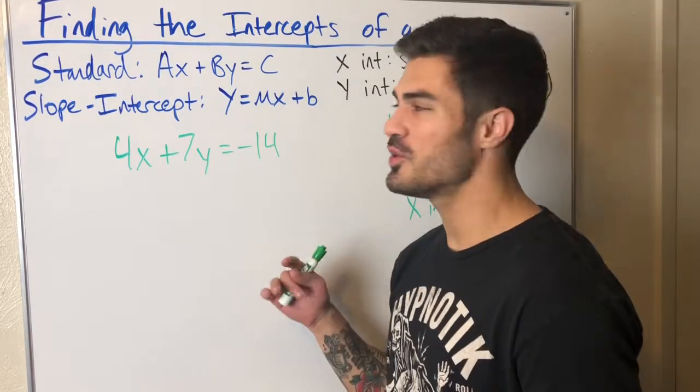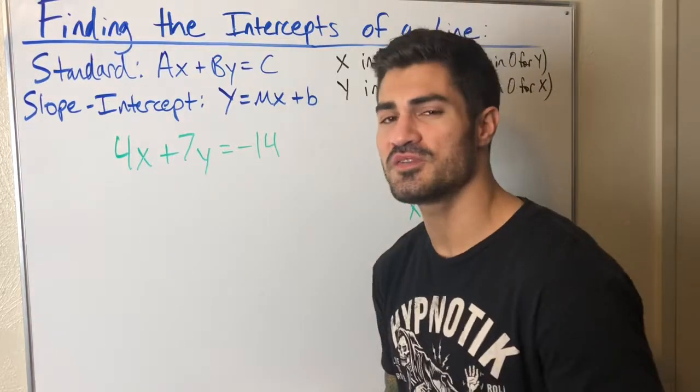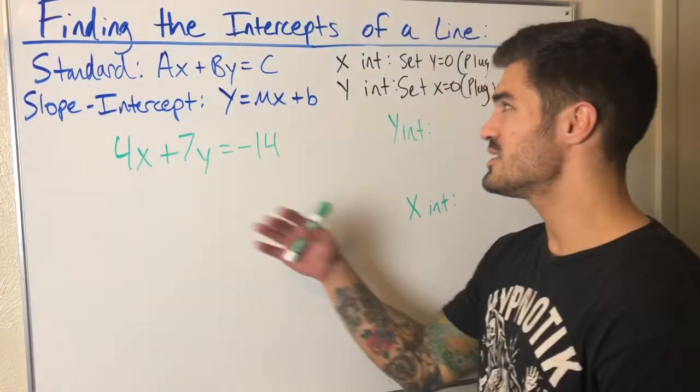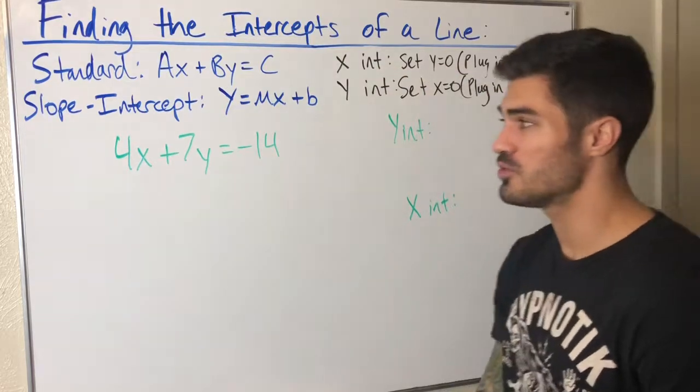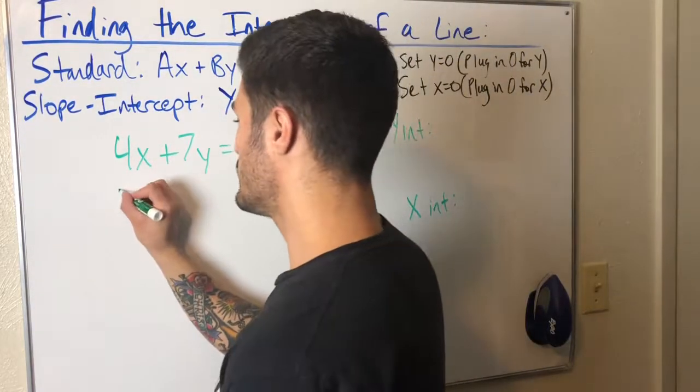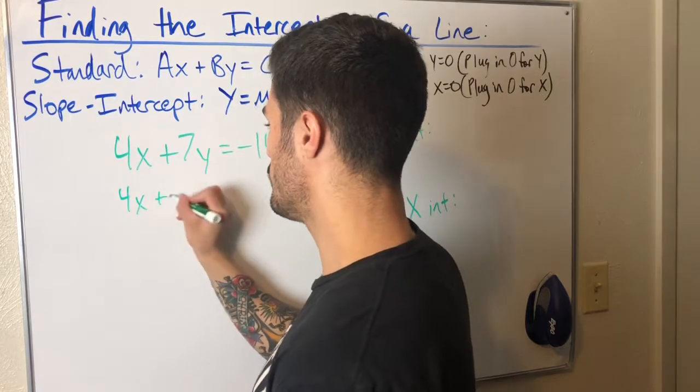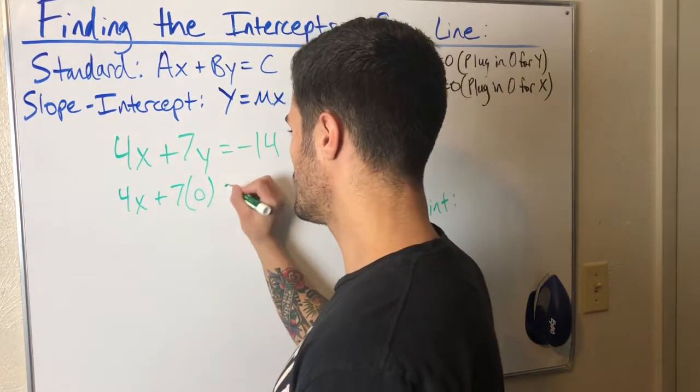All right, now we have a linear equation that's in standard form. So let's find the x and the y-intercepts. So it's the exact same process. I'm going to start with the x-intercept. I'm going to set y equal to 0. So I basically plug in 0 for y. This is what I get.